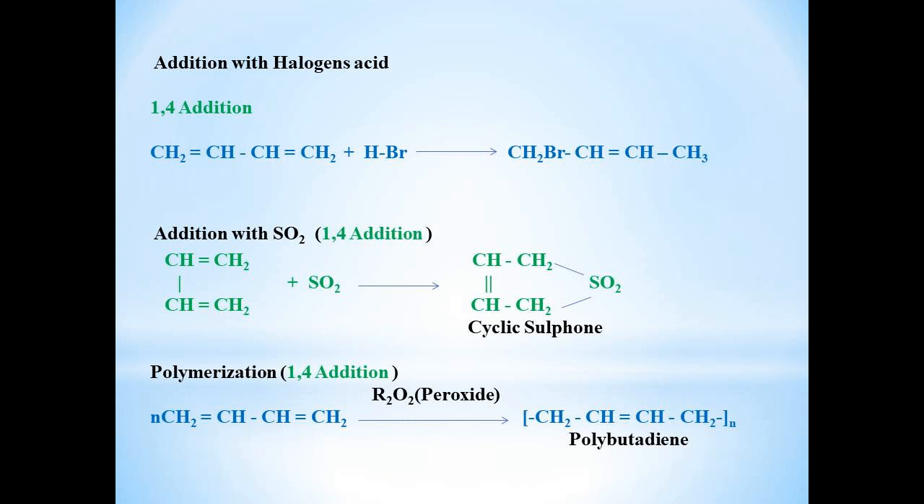Next is the addition reaction with SO2. A 1,4 addition is taken for the diene, and SO2 reacts to form cyclic sulfones. Look at that example. Next is the polymerization reaction. Same 1,4 addition: in the presence of a peroxide, it gives polybutadienes. This is a polymerization reaction that takes place through 1,4 addition.